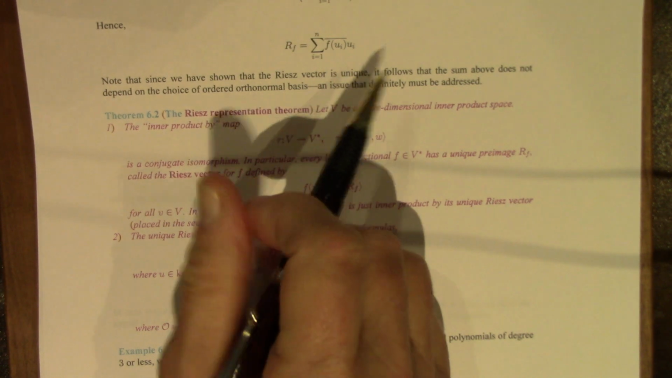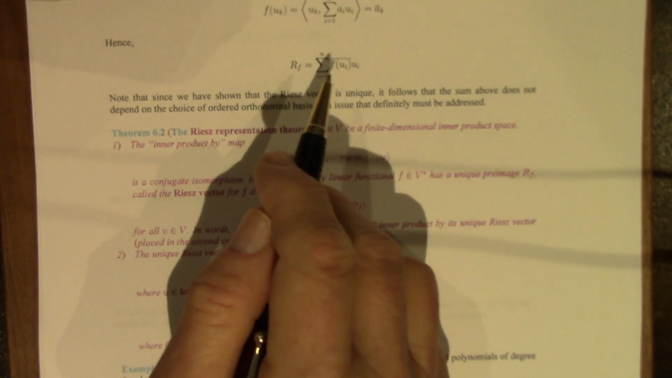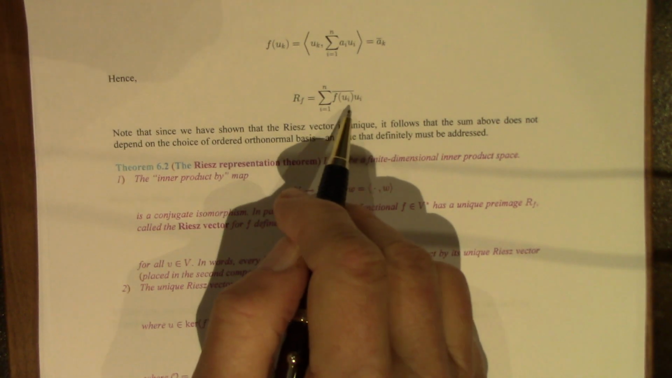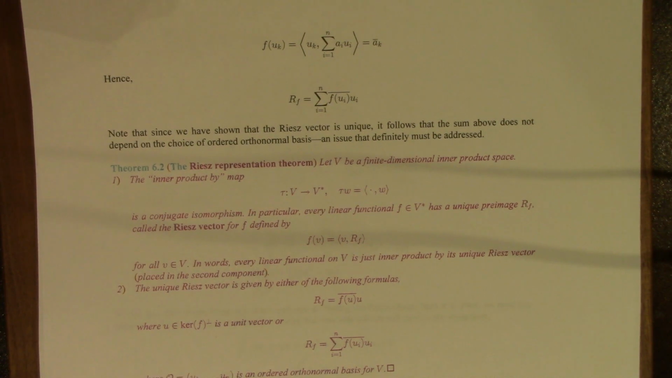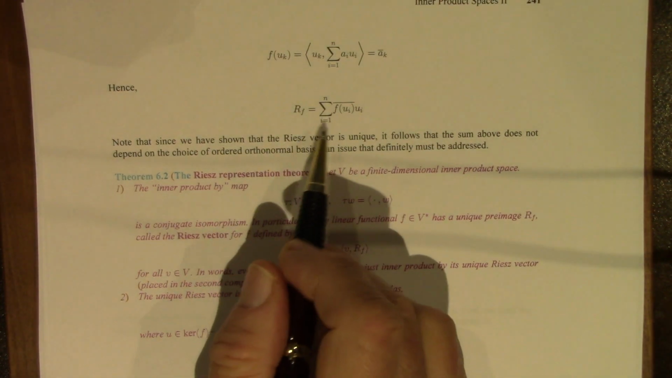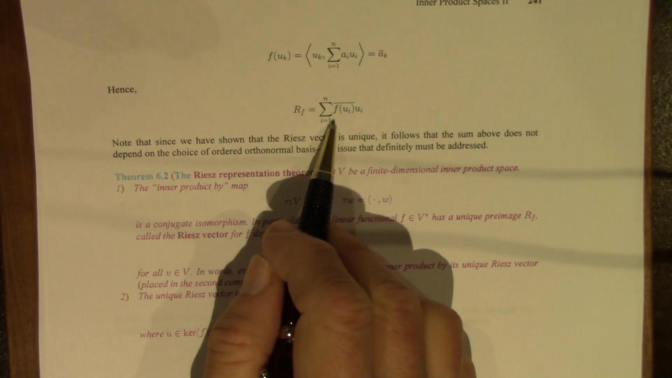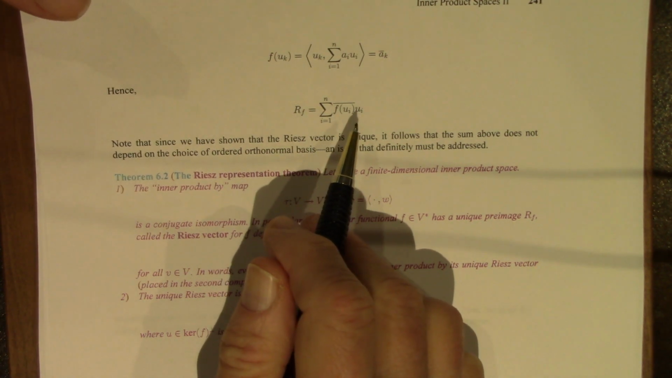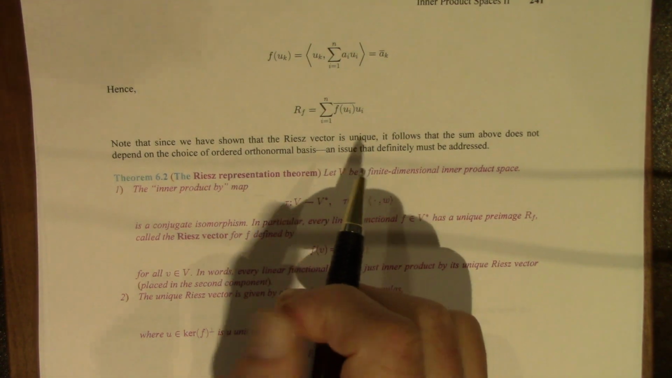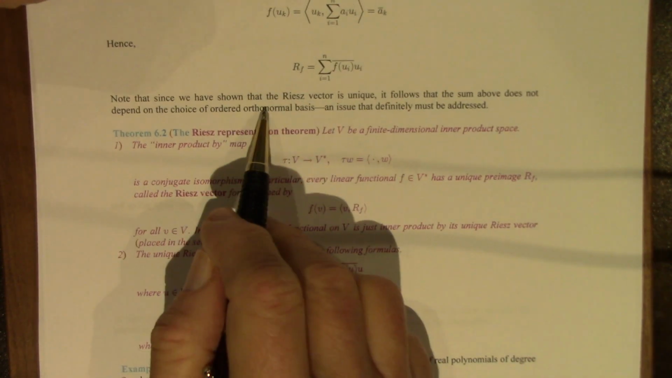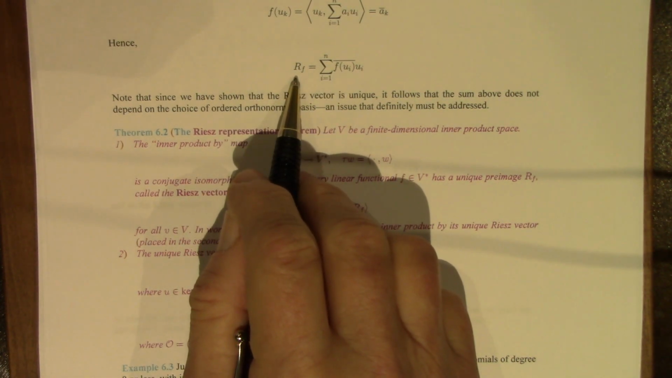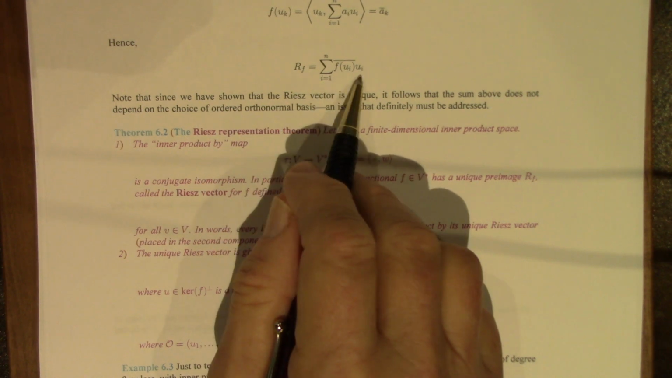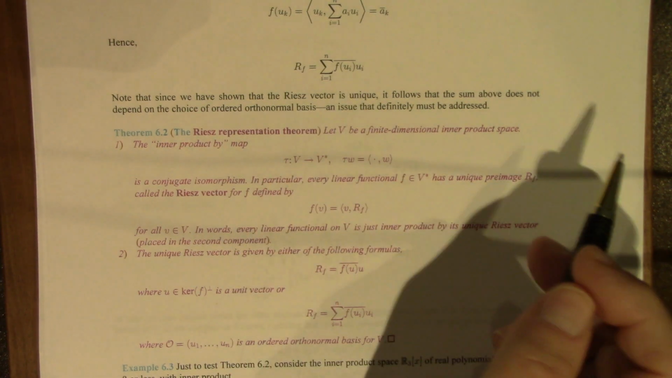This formula, however, may be the simplest as far as computing the Riesz vector. You still have to come up with an orthonormal basis, but if you can come up with any basis, you can apply the Gram-Schmidt process. So this may be the simplest, the most direct route to finding the Riesz vector. And I'll give you an example in a few minutes. Incidentally, because we've shown that the Riesz vector is unique, this formula is independent of the choice of ordered orthonormal basis.